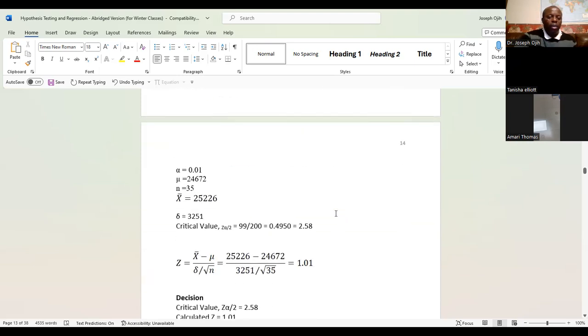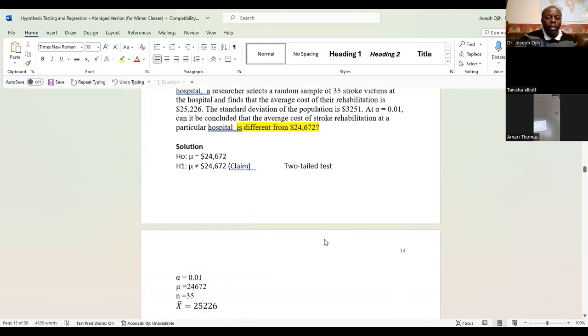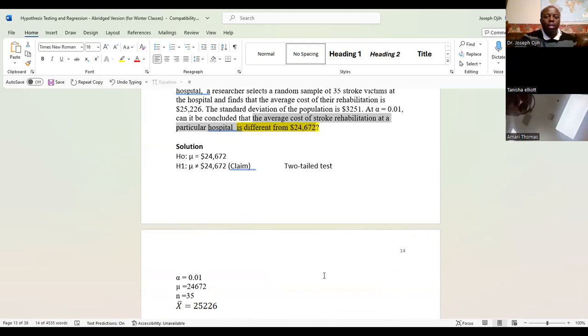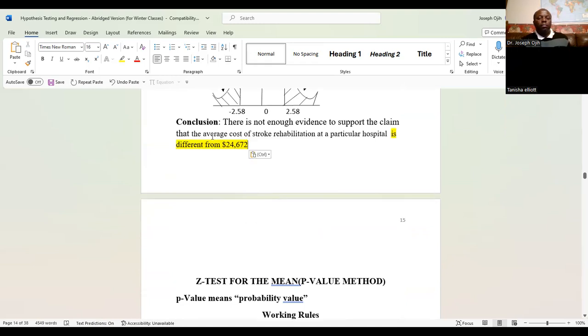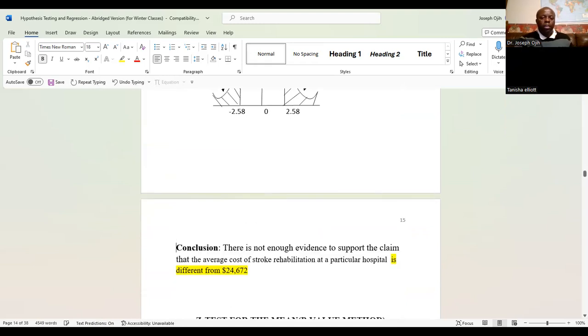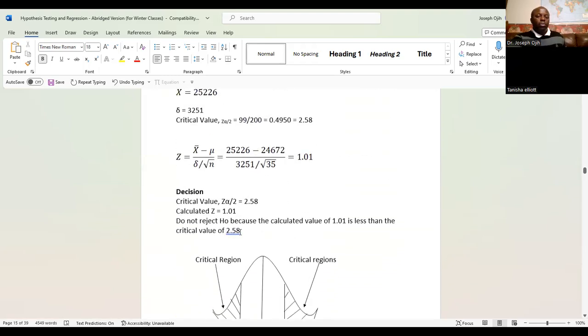24,672. Since we have it there, I can just go there and copy it in. So we have that there is not enough evidence to support the claim that the average cost of rehabilitation of stroke victims in that hospital is different from 24,000. See, I had a clear idea. There's enough evidence to support the claim that the average cost of rehabilitation at a particular hospital is different from 24,670. So that's how it goes.